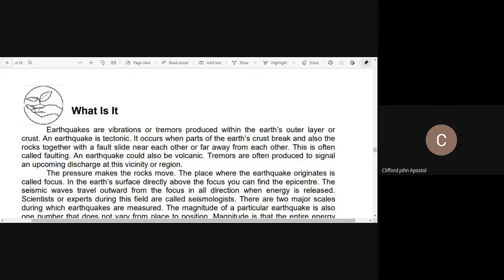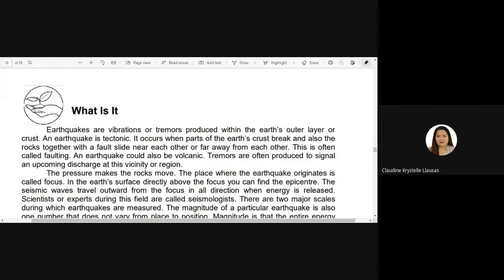Earthquakes are vibrations or tremors produced within the Earth's outer layer or crust. An earthquake is tectonic. It occurs when parts of the Earth's crust break and also the rocks together with a fault slide near each other or far away from each other. This is often called faulting. An earthquake could also be volcanic. Tremors are often produced to signal an upcoming discharge at this vicinity or region.